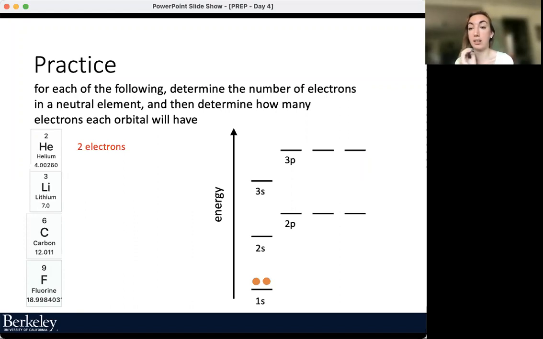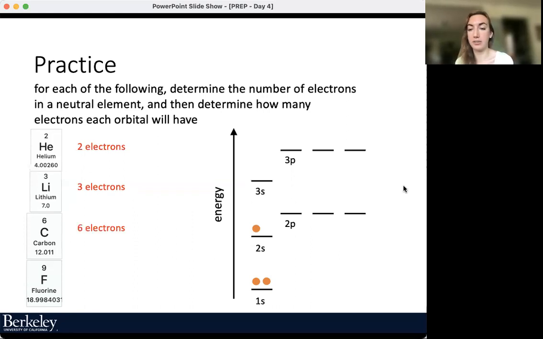Now moving on to lithium. Lithium has 3 protons and therefore 3 electrons. And so we have the same 2 electrons we had before in helium, but we need to add 1 more. So it's going to go into our 2s orbital. So now we're done with lithium.